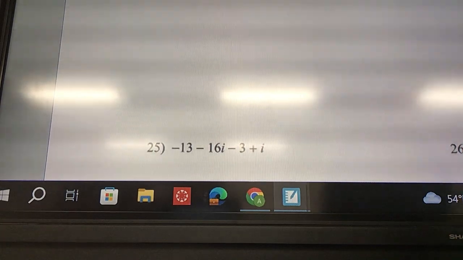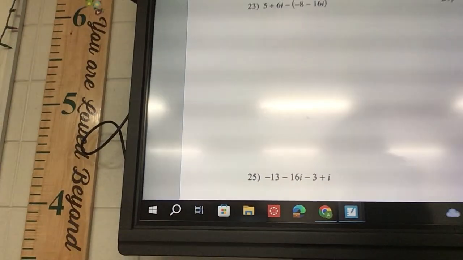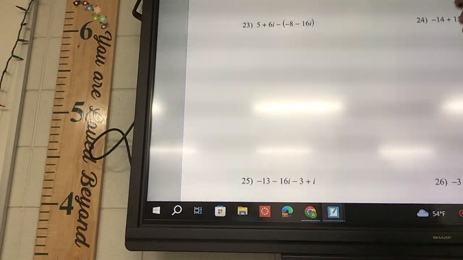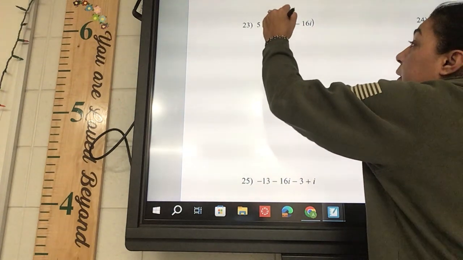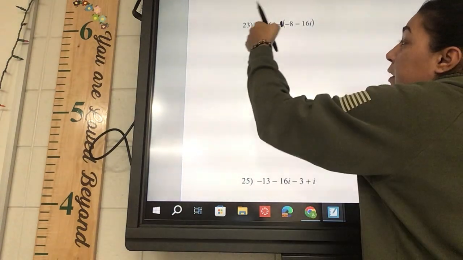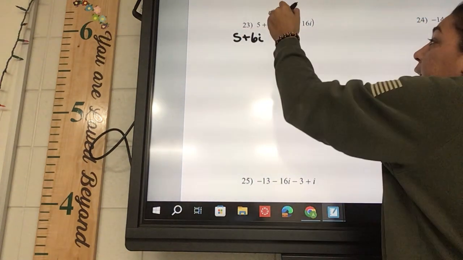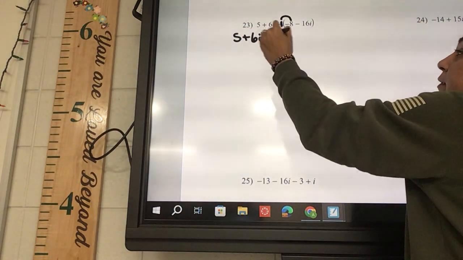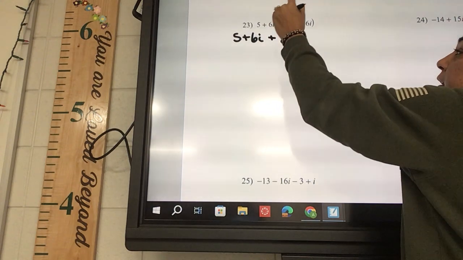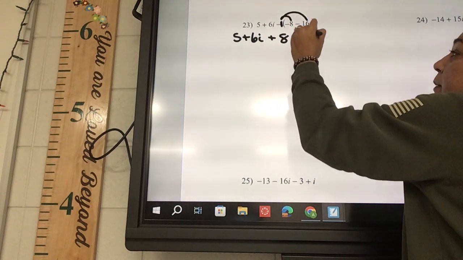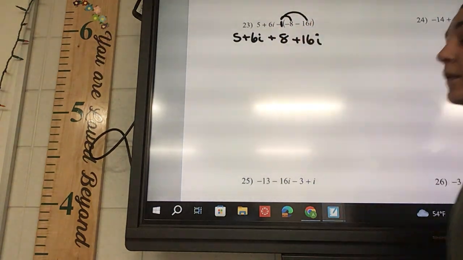Okay, 23. I'm going to start off, I got to put the 1 in between this parenthesis. So this part I'm going to copy down: 5 plus 6i. Then I got -1 times -8 is going to be positive 8. -1 times -16i is going to be positive 16i.